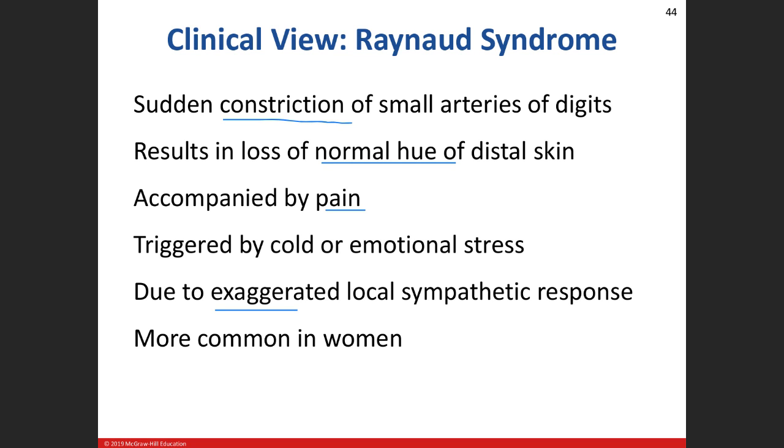So two causes for this: cold, right? But cold will cause that response, but not to this degree, okay?